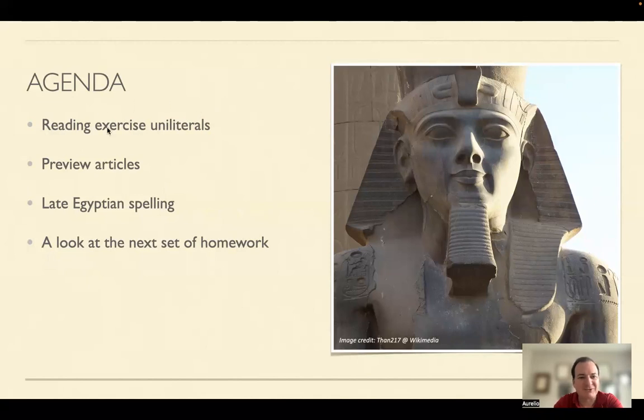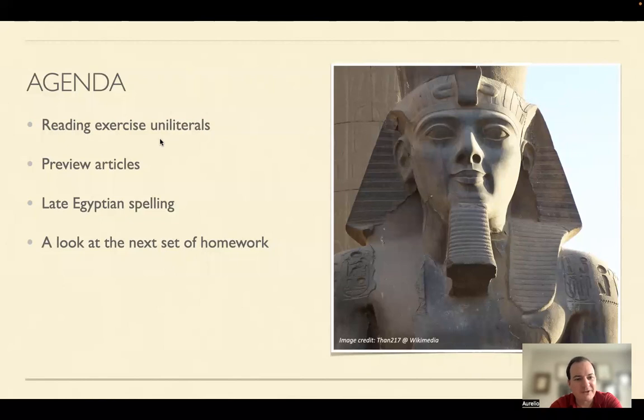Namely, we stopped just before the reading exercise for uniliterals. Last time we went over all the one consonant signs at the end of the session. And the first task for today would be to go through a few pages of examples to see how those uniliterals are used and also how they play together with the meaning signs, the determinatives at the end of words, to identify which particular word, which field of meaning we're talking about.